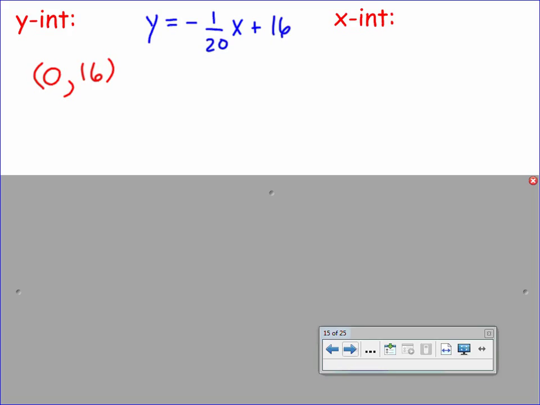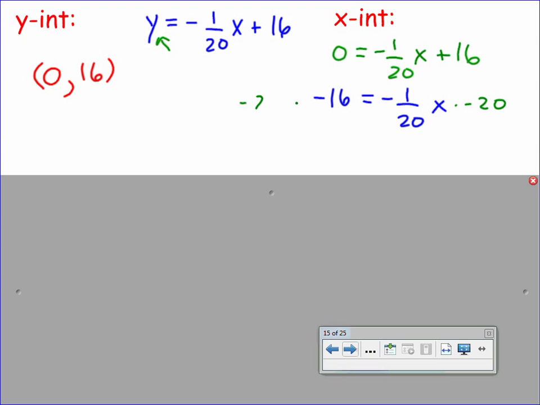In order to find my x-intercept, I need to plug in 0 for y and solve for x. We can do that by subtracting over 16, and then multiplying both sides by the reciprocal. The reciprocal of negative 1/20 is negative 20. So negative times negative is positive. 2 times 16 is 32, with the 10 is 320. So I'm getting x equals positive 320. So my x-intercept will be 320, comma, 0.